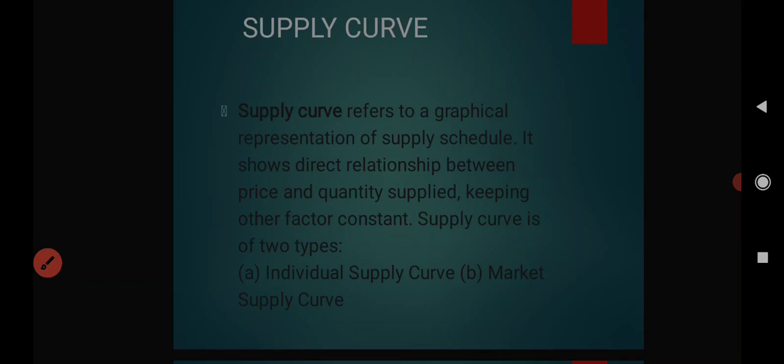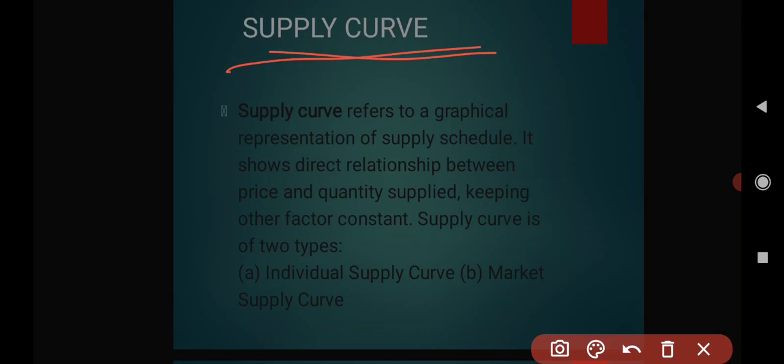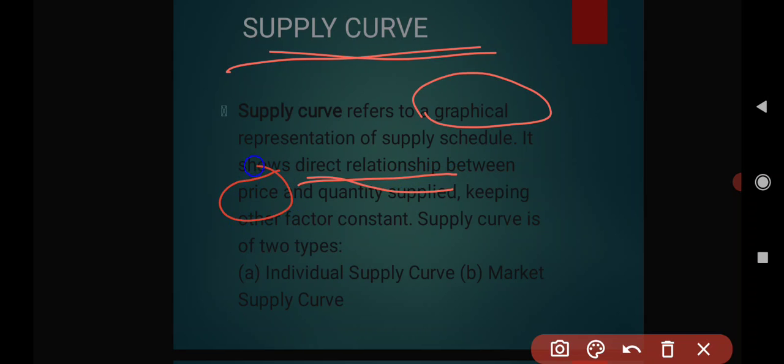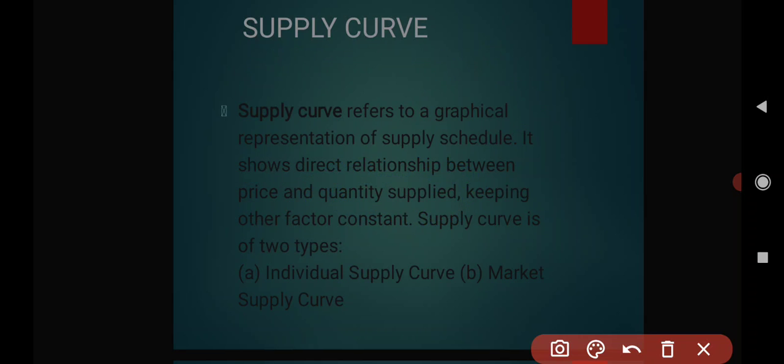Supply curve is a graphical representation of supply schedule. It shows the direct relationship between price and quantity supplied, keeping other factors constant. Supply curve is of two types: individual supply curve and market supply curve.